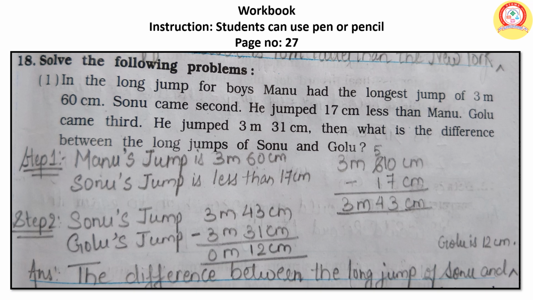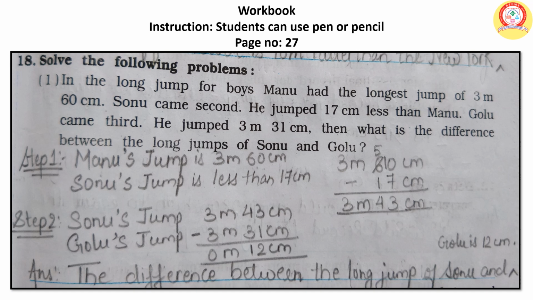Now we got Sonu's jump. So what we will do, we will minus it with Golu's jump. So Sonu's jump is 3 meter 43 centimeter minus Golu's jump, which is 3 meter 31 centimeter. So we get the answer 12 centimeter. So we got the difference, children. The difference between the long jump of Sonu and Golu is 12 centimeter.